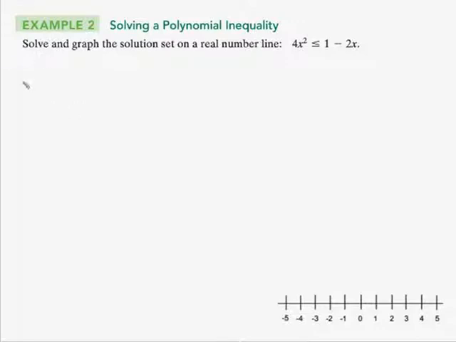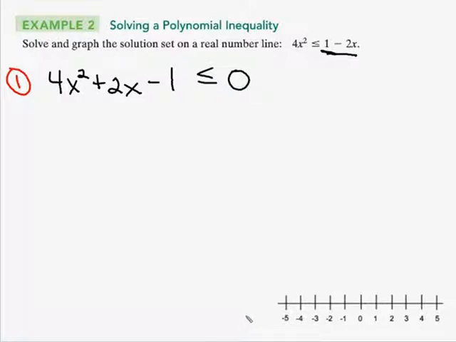Alrighty, so on this one, step 1, get everything on one side. I usually get it on the left or wherever my x squared term will be positive. My x squared term is positive on the left, so I'm going to move everything else to the left. I'm going to add the 2x, so now over here it's a plus 2x. On the right I had a plus 1, so I'm going to subtract it out of there, and that is less than or equal to 0. Step 2, set it equal to 0 and try to factor it.